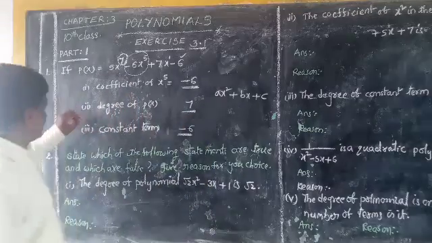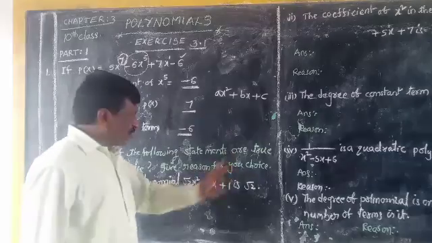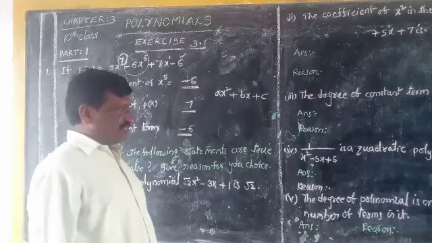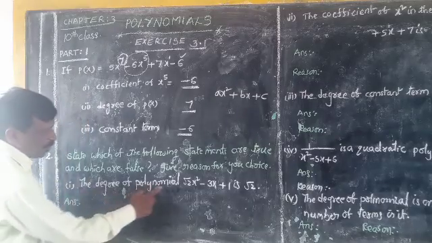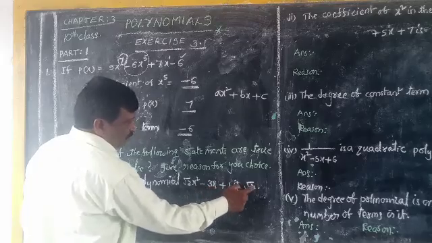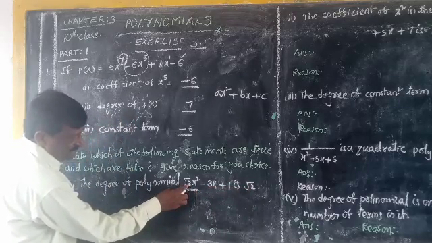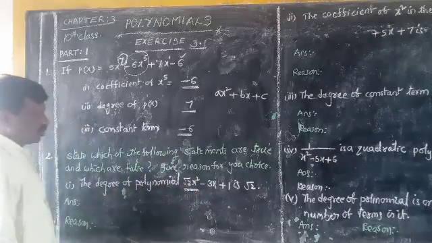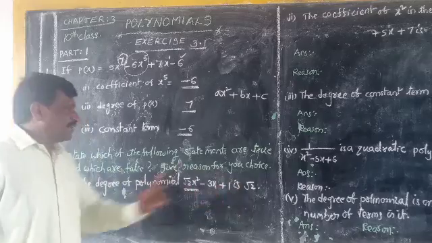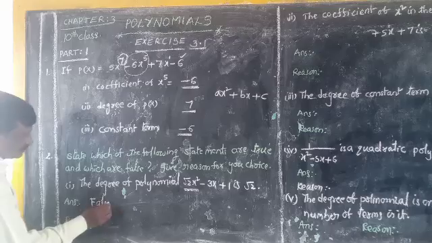Next, state which of the following statements are true and which are false. Give reason for your choice. The degree of the polynomial root 2x square minus 3x plus 1 is root 2. Here root 2 is the coefficient. The degree is 2, so the degree is not root 2. It is false. Answer is false.